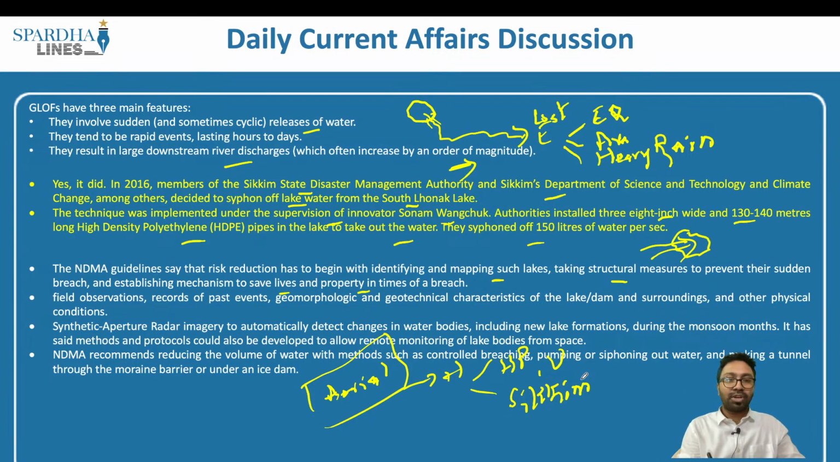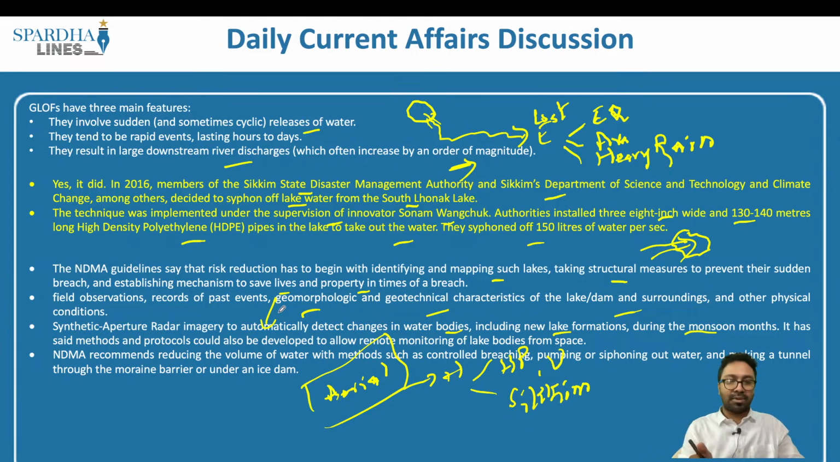So conduct field observation, record the past events, the geomorphological and geotechnical characteristics of the lake and dam, the surroundings and other physical conditions. If need be, create more dams and ensure that a bridge is built, and this will not cause any eventuality to the people who are living in the lower sections of the society. It has also recommended that we can make use of synthetic aperture radar imagery to automatically detect changes in the water bodies, including new lake formations during the monsoon months. It has said that methods and protocols could also be developed to allow remote monitoring of the lakes from space. We will discuss it.